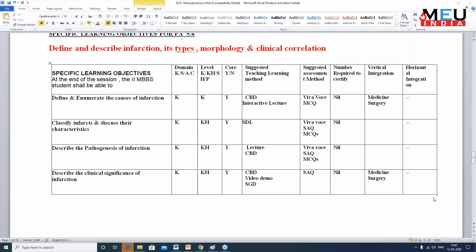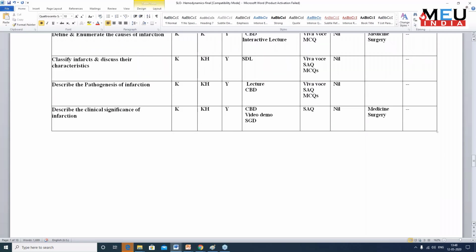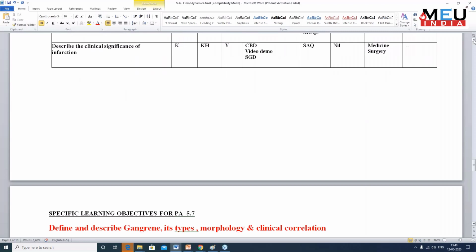Yes, sir. Because infarct again gives rise to gangrene. So that will be the consequence of ischemia infarction with associated or not associated infection. Then it goes forward to gangrene. So that will be my next SLO. Okay.